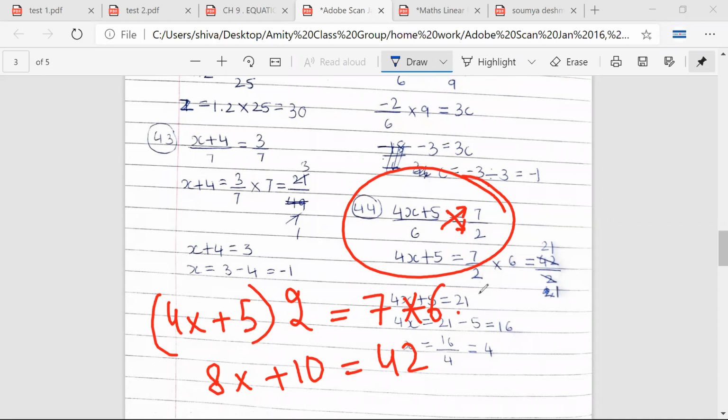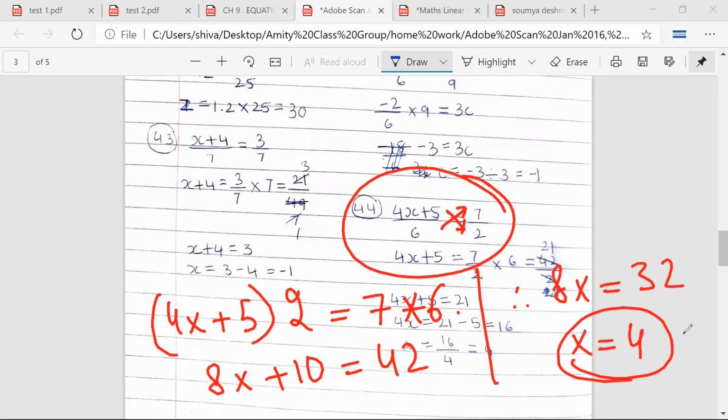No. Therefore, 8x is equal to 32x is equal to 4. This is an easier way of doing the sums. Any doubt? No, sir. Soumya ji, have you understood? Yes, sir. Have you understood what is cross multiplication?